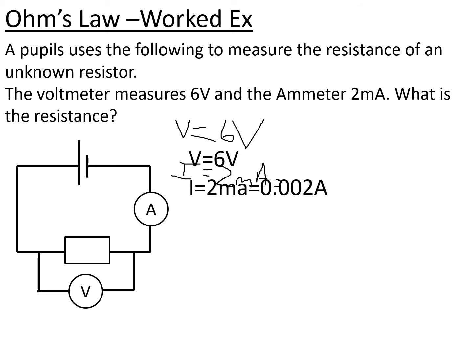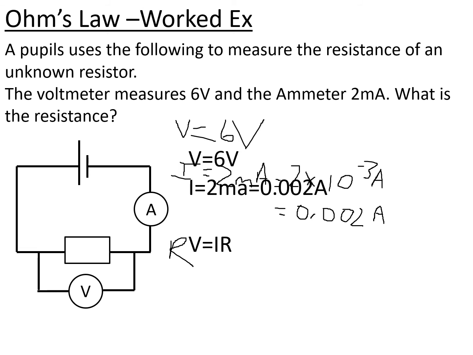So remember, milli is the same as writing 2 times 10 to the minus 3. Okay, and remember your units. You can leave it like this, or if you want, you can remember that milli also means divide by 1,000. So either one is correct. You can write it as 2 times 10 to the minus 3 or 0.002 amps. Either of these are correct. It's up to you which one you want to use. And then we want to find the resistance. So we write that down and put a question mark next to it.